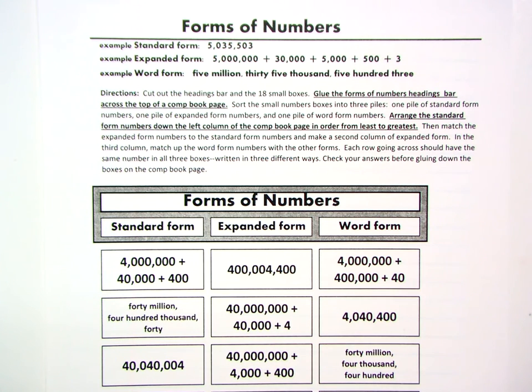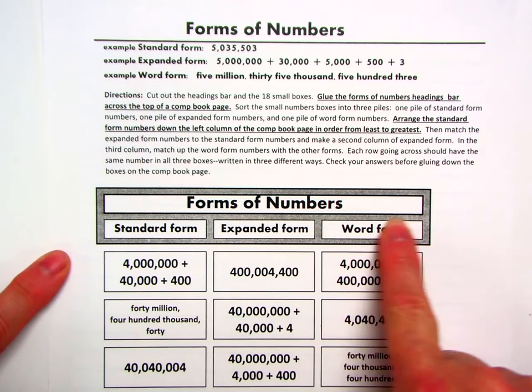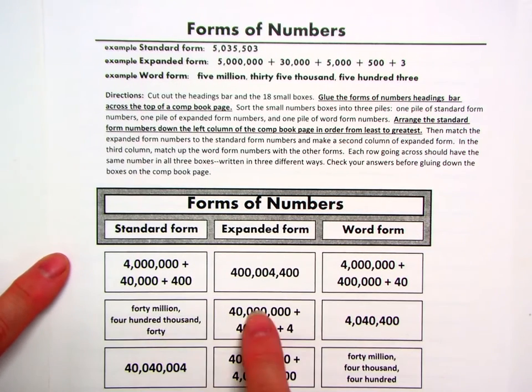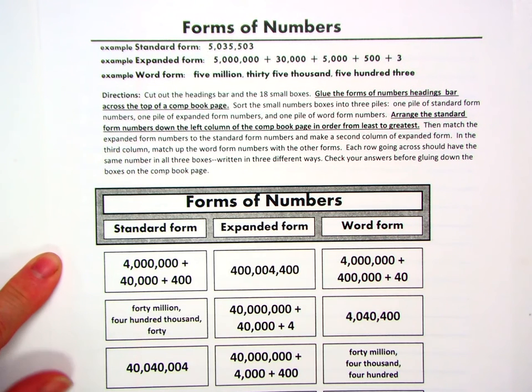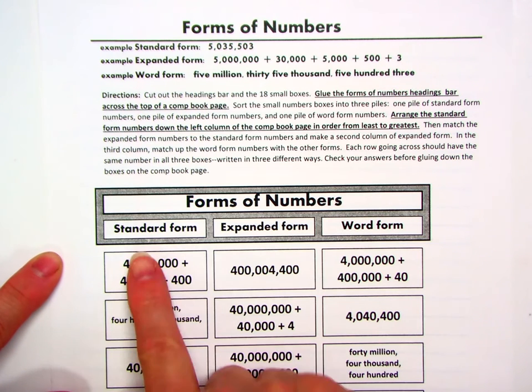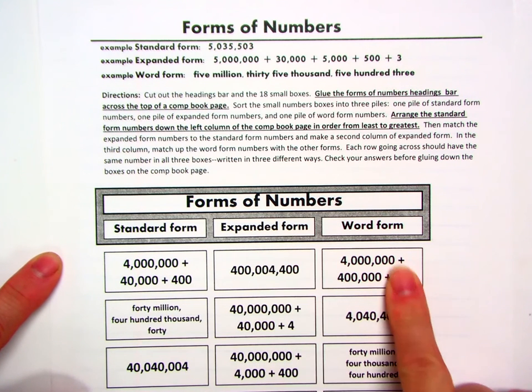Here are the directions. Cut out the headings bar and the 18 small boxes. This is the headings bar, and these are the 18 small boxes. Glue the Forms of Numbers headings bar across the top of a composition book page. Sort the small numbers boxes into 3 piles. One pile of standard form numbers, one pile of expanded form numbers, and one pile of word form numbers.